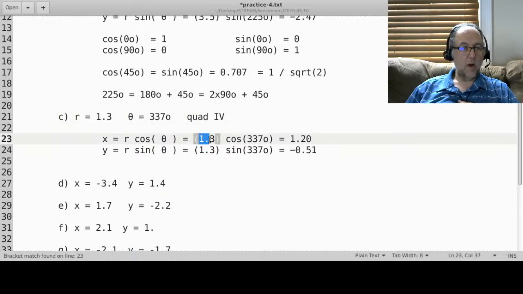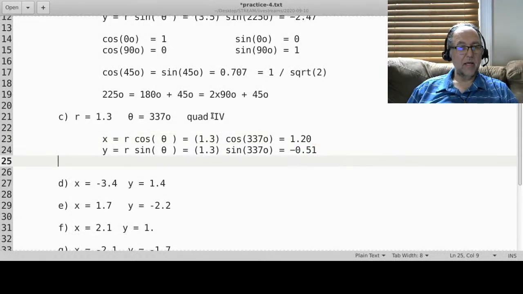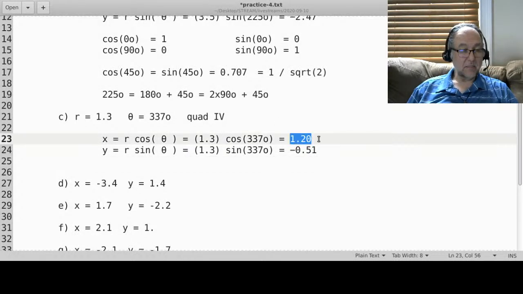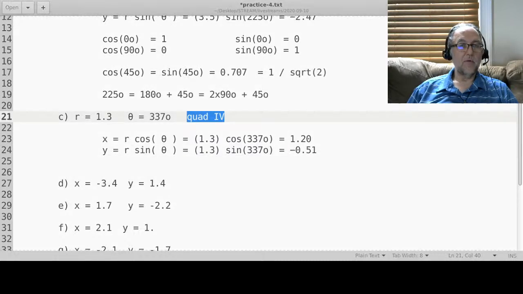So that's going to equal 1.3 times the cosine of 337, like that. And crunching that through my calculator, I got 1.20, okay? And then the other one was y is r sine theta. Crunching that through, I got negative 0.51, okay? And now, if you look at the two numbers, you see that x is positive, y is negative, okay? And that's in quadrant 4, all right?